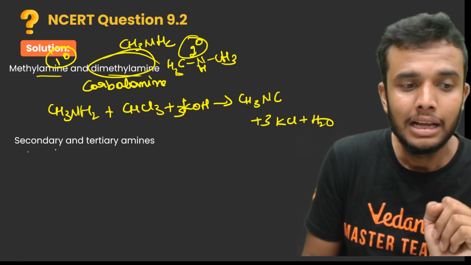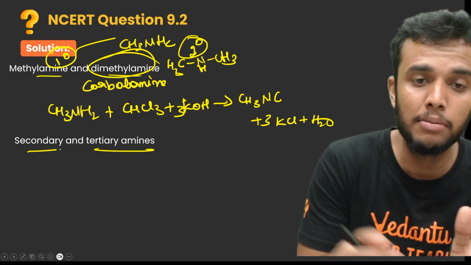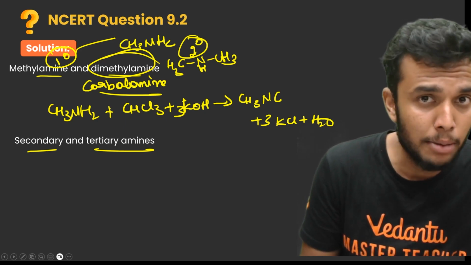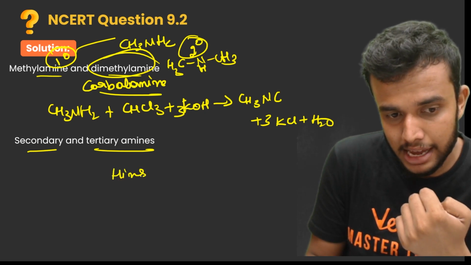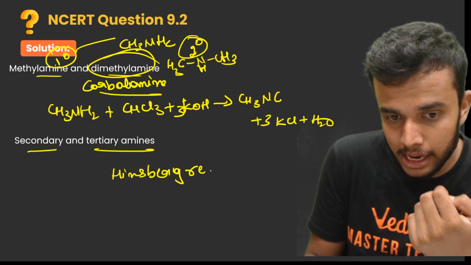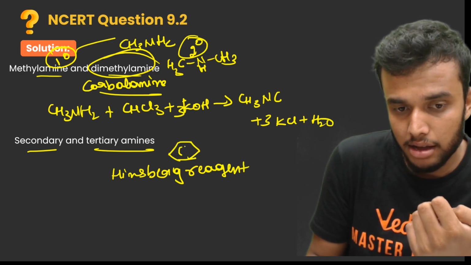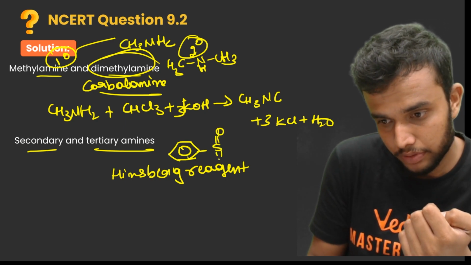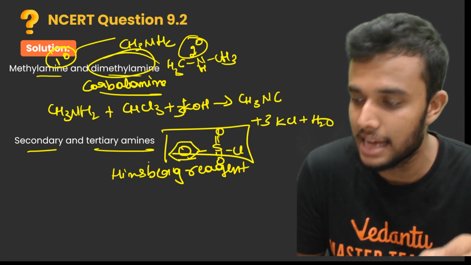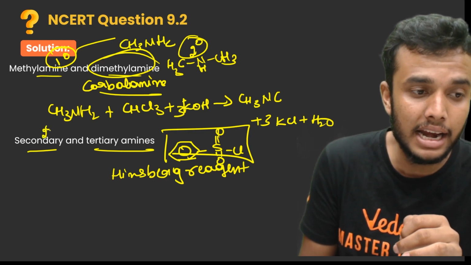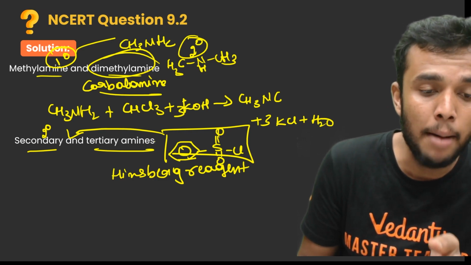Let's move on to the second one, secondary and tertiary amines. Primary and secondary amines we can easily differentiate by the carbylamine test. Secondary and tertiary, we can differentiate by which test? By using Hinsberg reagent. What is Hinsberg reagent? Benzene sulfonyl chloride is called Hinsberg reagent. If this compound reacts with a secondary amine, it gives a positive test for Hinsberg reagent.